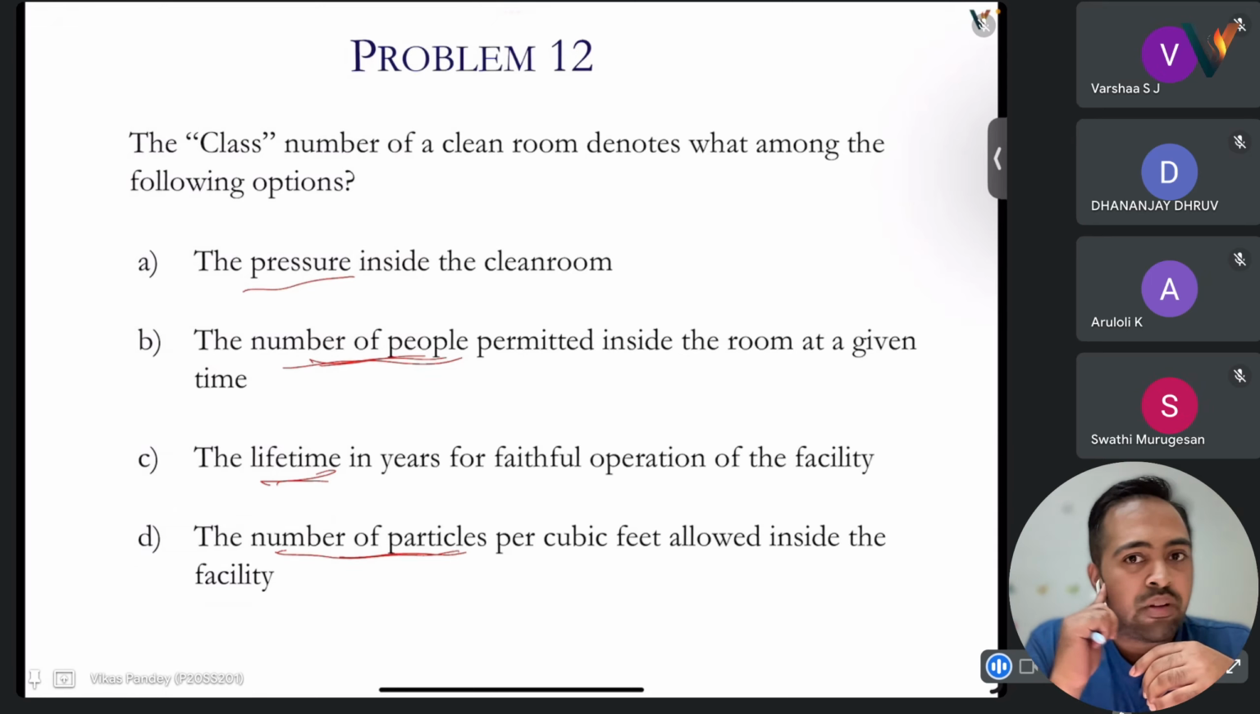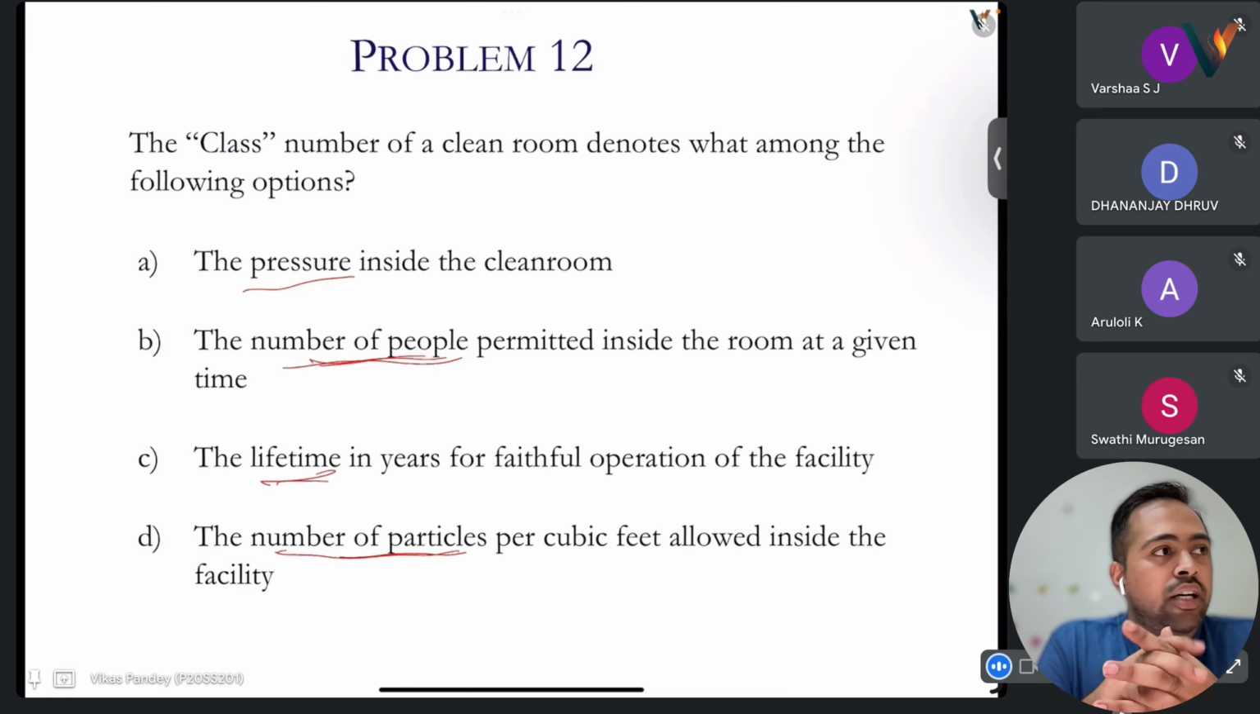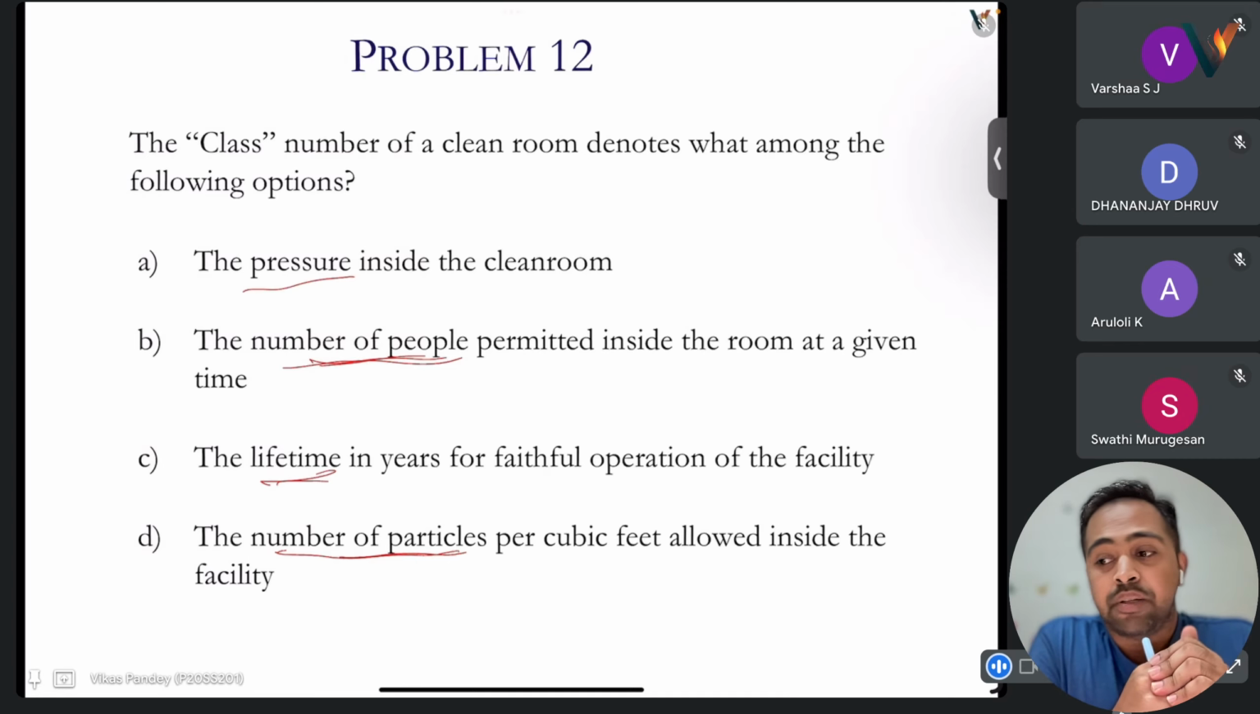I think in India we don't have class 1, I am not very sure, but we have class 100. I think there is class 100, class 1000, class 10,000. These are the classifications. Even the pharmaceutical industry or biotech, that is why I was asking, also use class 10,000 clean rooms.